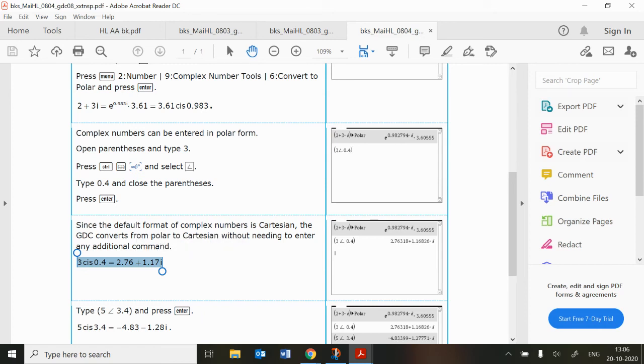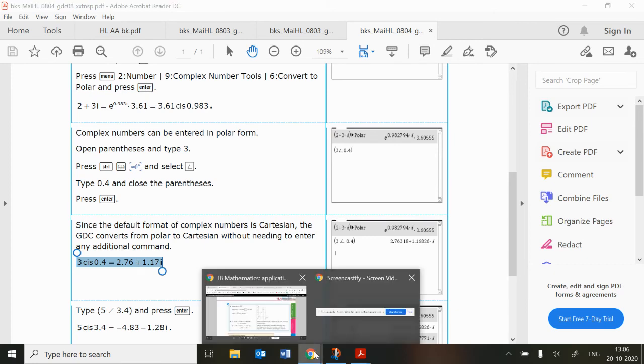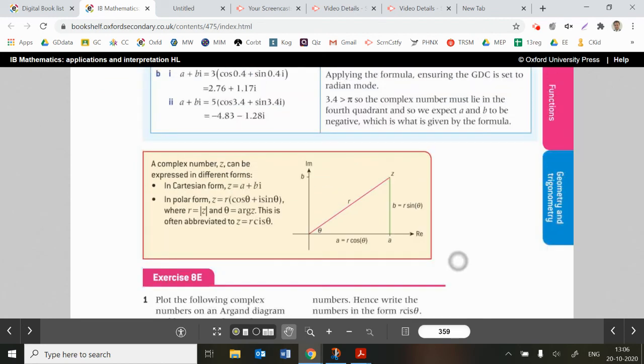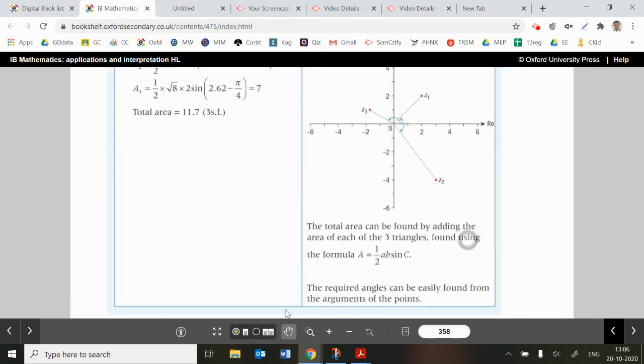So you'll be given rectangular form because your calculator is set up in rectangular form. Okay, so that's worth experimenting with. That's going to save time in exams. But again, let's go back to the question and see what we can do in a written method.